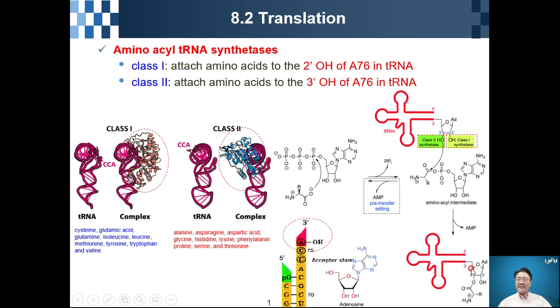The 76th nucleotide is adenosine, and class 2 amino acyl tRNA synthetase attaches the amino acid at the 3' location, and class 1 amino acyl tRNA synthetase attaches the amino acid at the 2' OH. Okay, so this is the amino acyl tRNA synthetase.